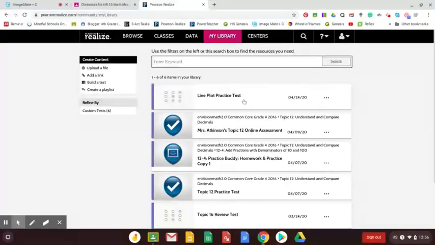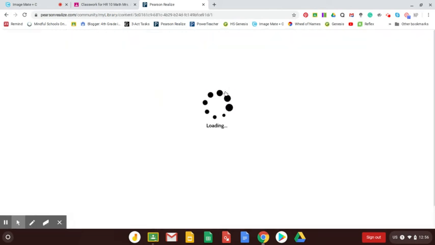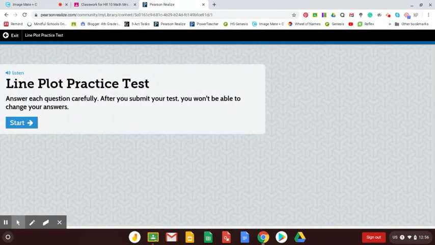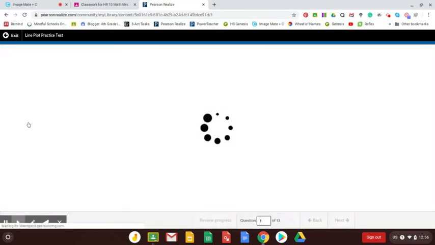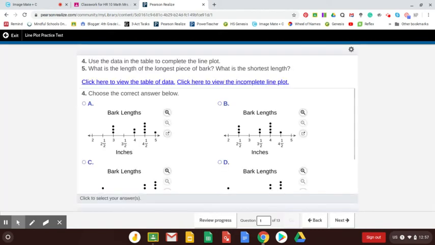So, let's see, where is it? Oh, here it is, line plot practice test. This is what the practice test is. It's very, very similar to the real test. So if you're doing well, then you're going to do really well on the real test too. But the real test, I think, has fewer questions. So it might be possible to get a higher grade on the practice test. In that case, I would then use that grade as your real test grade, which would be great for you.